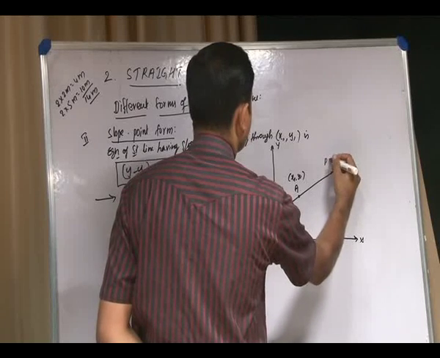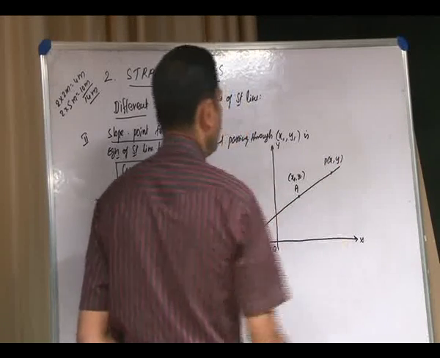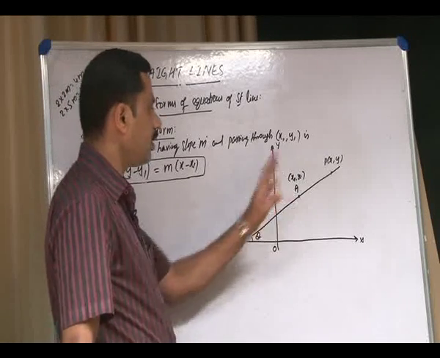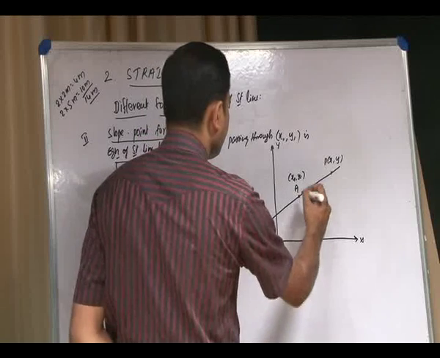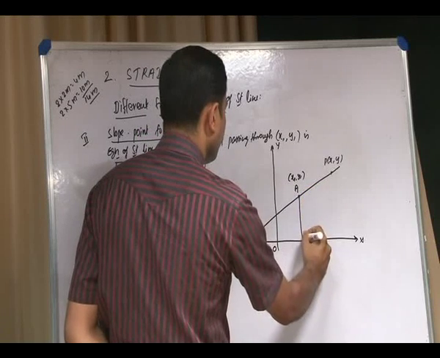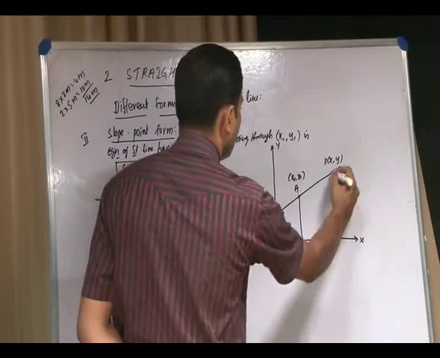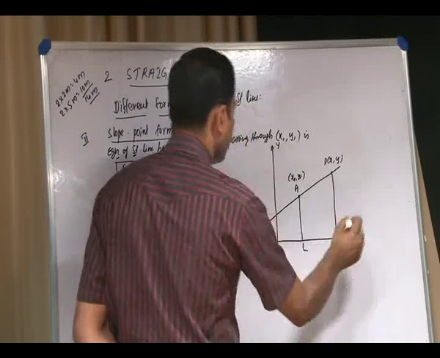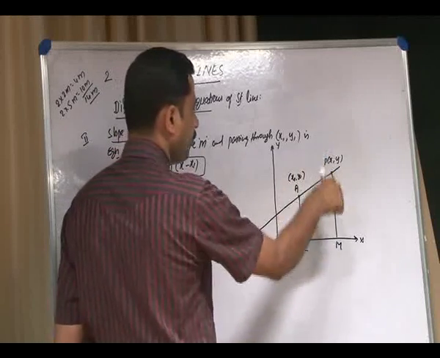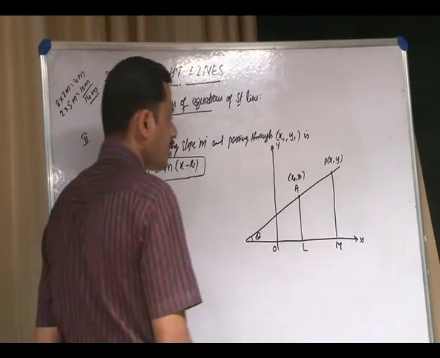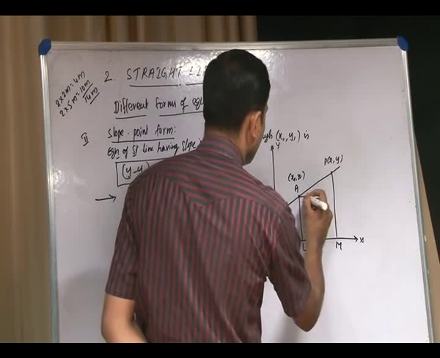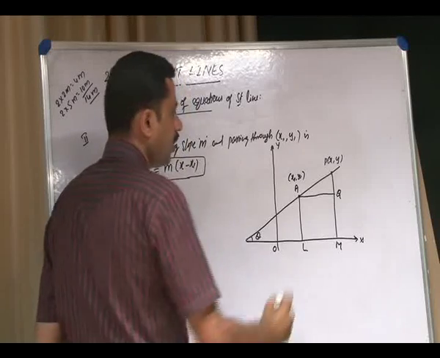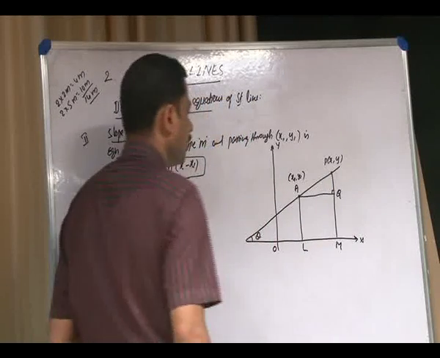Let P x comma y be any point on the straight line. Then draw AL perpendicular to OX and also PM perpendicular to OX. Draw AL and PM perpendicular to the x axis or OX, and also draw AQ perpendicular to line PM.